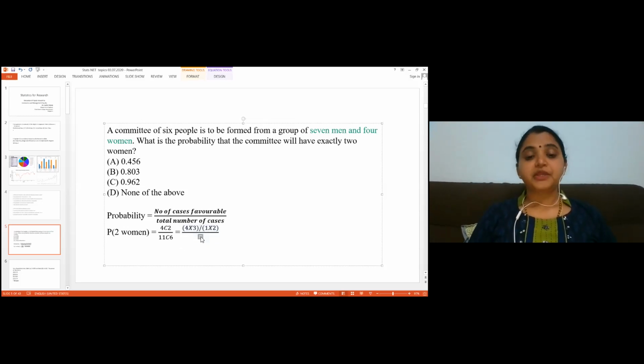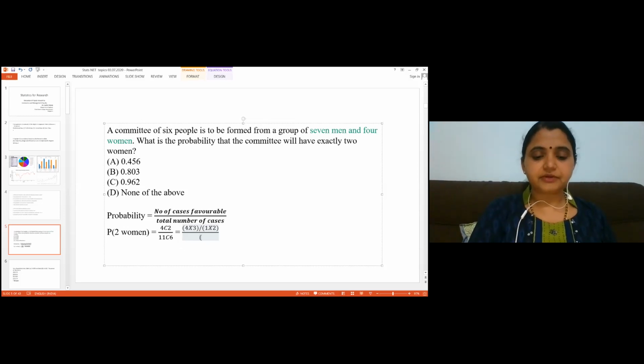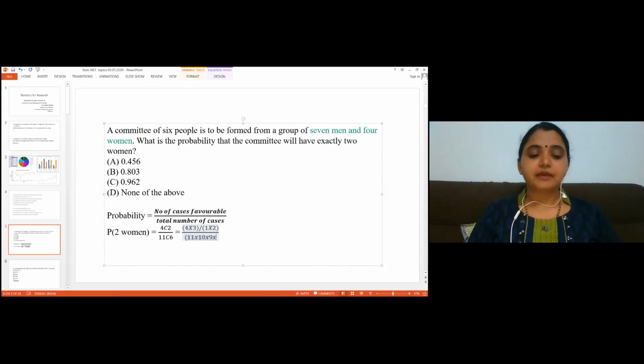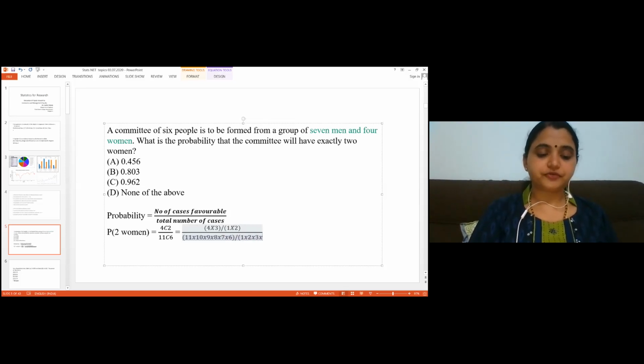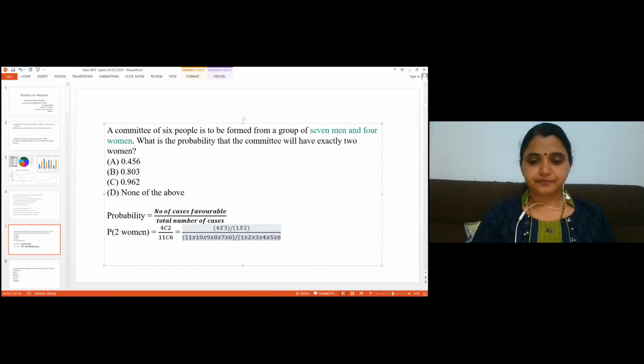4 and 3. 11C6 is a little lengthy. It will have 11 into 10 into 6 terms will have to come. Okay. 11, 10, then 9, 8, then 7 and 6. This is the numerator, divided by all denominator is 1 to 6. So 1 into 2 into 3 into 4 into 5 into 6. So many terms will get cancelled here. Nothing to worry. Most of the terms will get cancelled here.